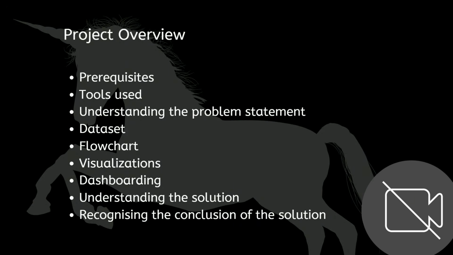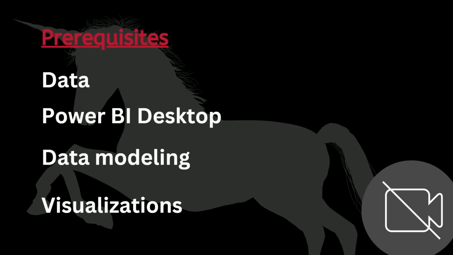Dataset, as we know, the dataset contains many columns. We should know the meaning of each column. Flowchart: before doing a project, we should discuss the flowchart, which means how we are going to deal with this project, what the flow of the project is. Next one is visualizations and dashboarding. As we all know, in every data analytics project, we need to do visualization and dashboarding. At the end, we will discuss the solution, understanding the solution, and then come to the conclusion. So these are the points that we are going to discuss in this project. We are going to do this project in Power BI, so the tool will be Power BI Desktop.